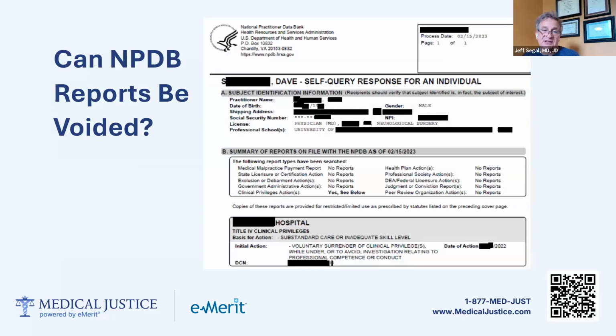All right, I'm often asked, can a data bank report be voided? And the answer is yes. In this particular situation, this is a real world example of a report of a voluntary surrender of clinical privileges while under investigation. If you look at the bottom, you can see that this is a clinical privilege adverse action. The date that this report was downloaded was February 15th, 2023. That's not when the adverse action took place. It's just when I actually asked for the download.